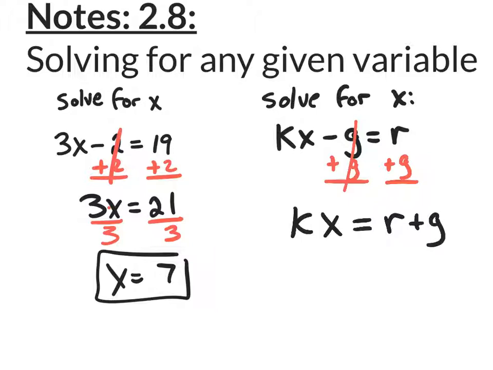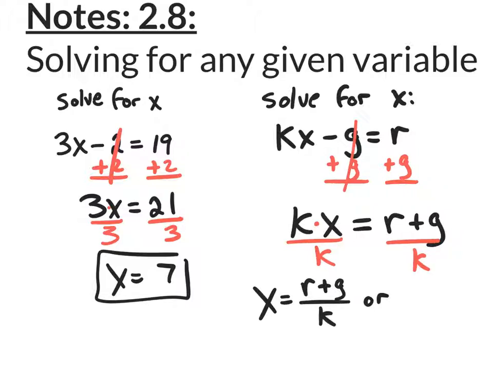Now for my final step, I need to get the x by itself, and there's obviously a multiplication of k right in front of it. So I need to get rid of that k by doing the opposite, dividing by k. And what I do to one side, I do to the other side. Now I could do it to the whole thing like this, divide the whole thing by k, and that is your answer. X equals r plus g, all divided by k.